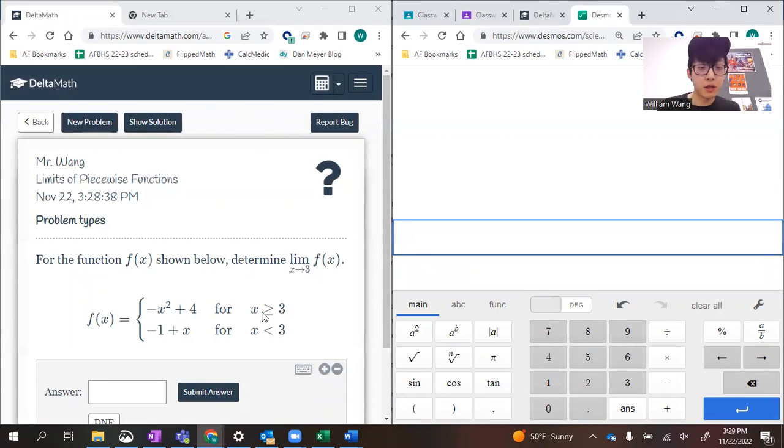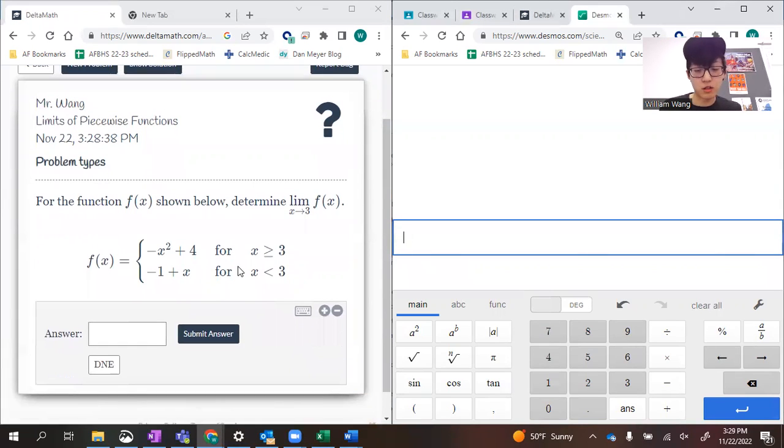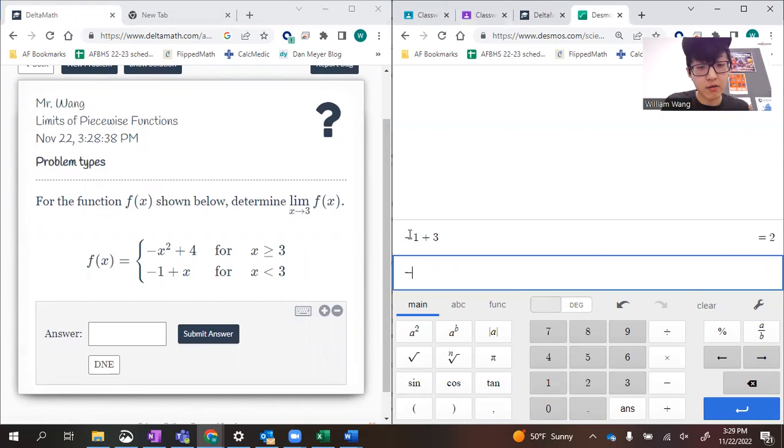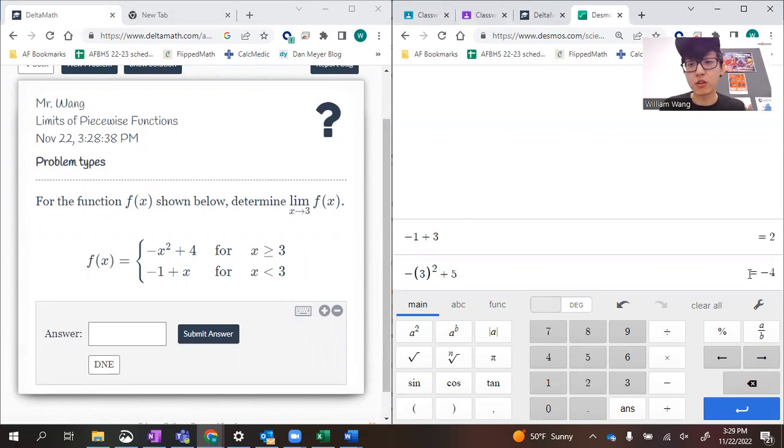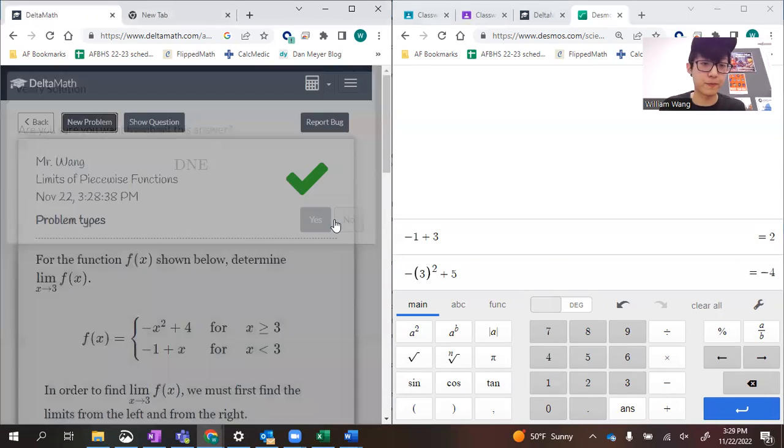I'm going to plug in 3 into both these functions. So from the left, x is less than 3, it's going to be that function, -1 plus 3, so it's 2. From the right, it's -3 squared plus 4, so it's -4. If they're not equal to each other, well, what does that mean? The 2 functions are not equal to each other. If they're not equal, that means the limit overall does not exist.